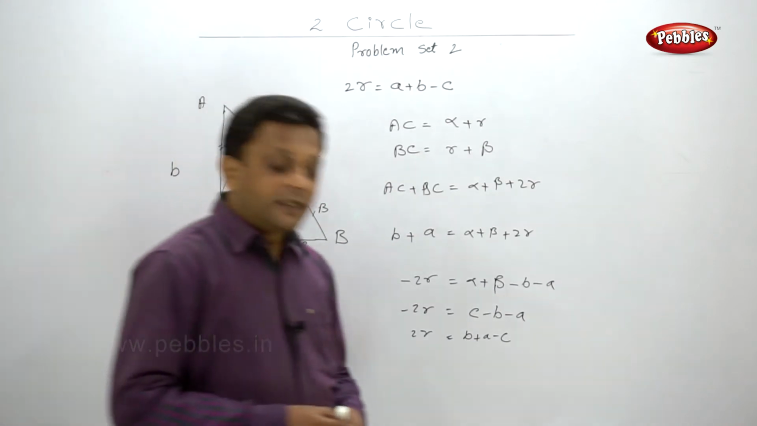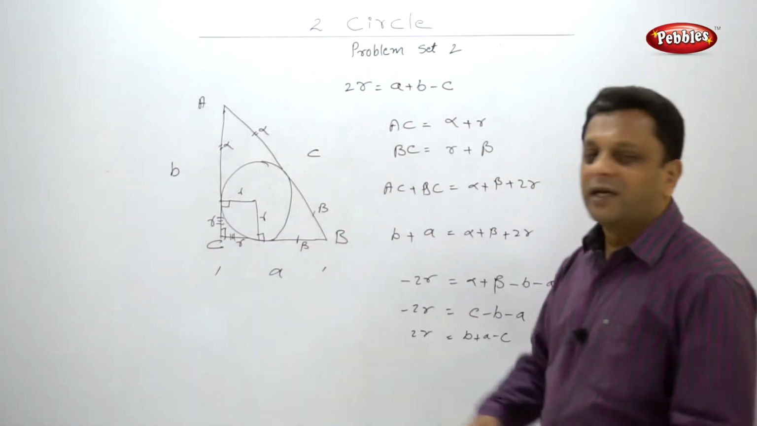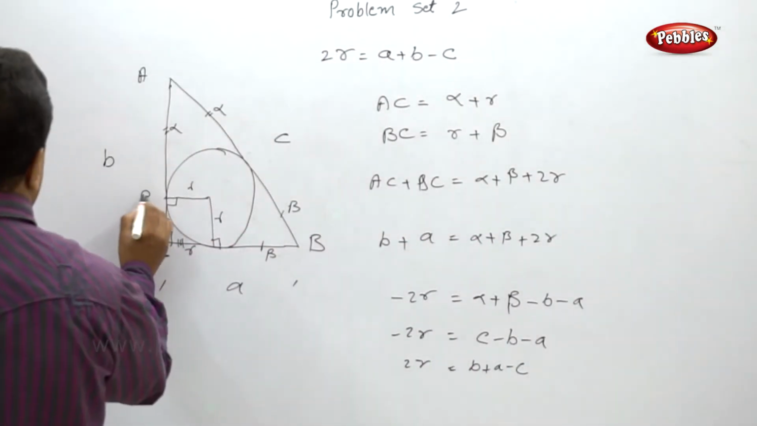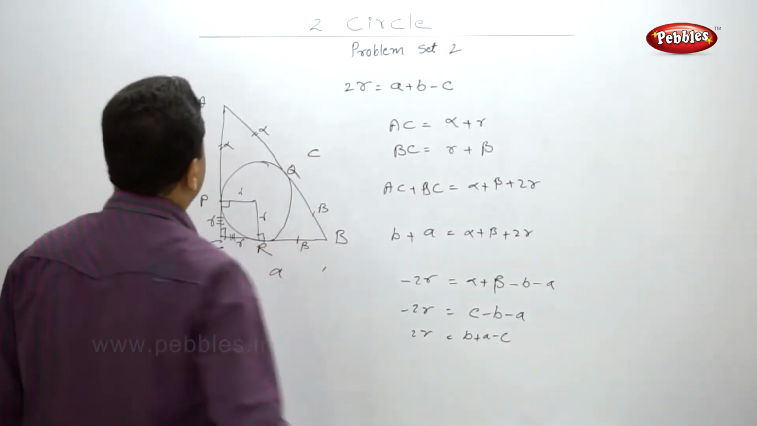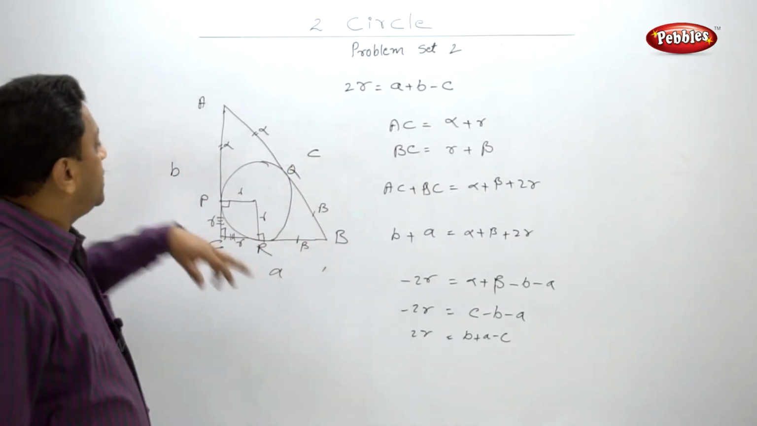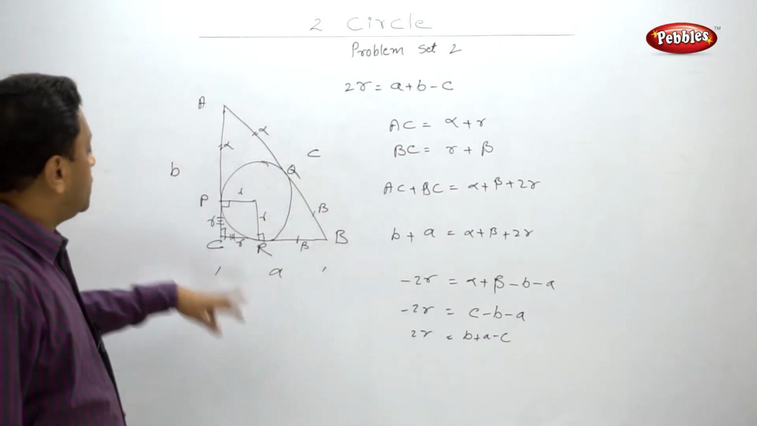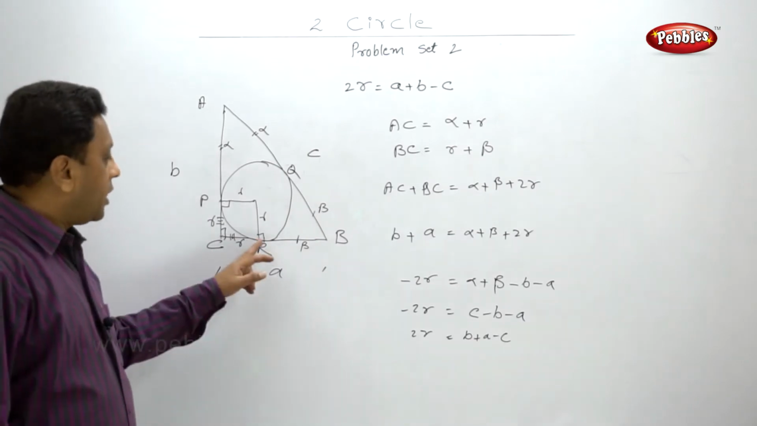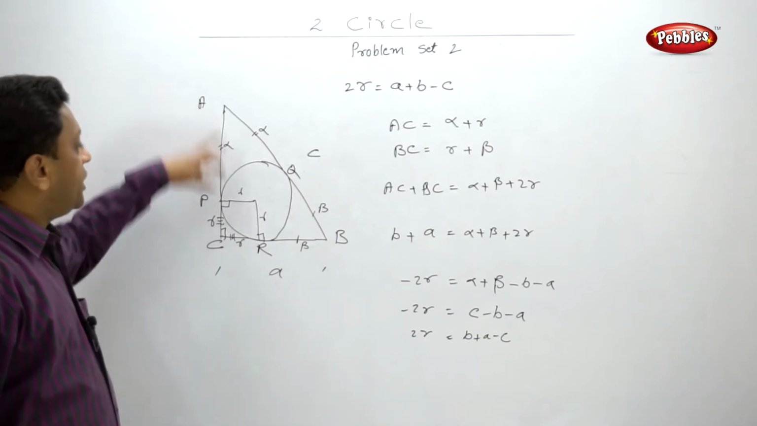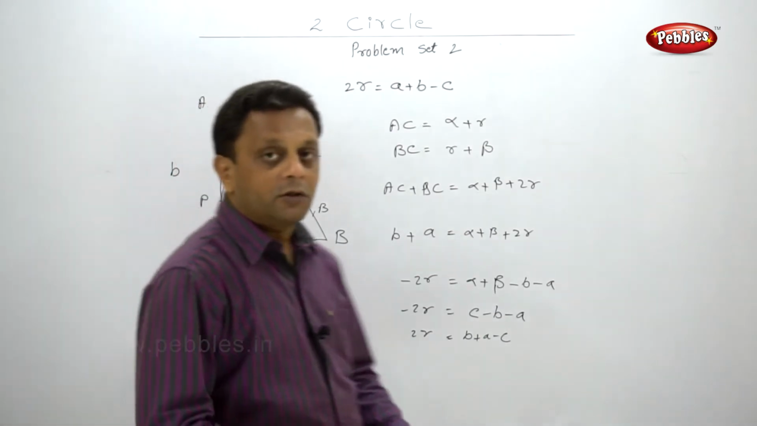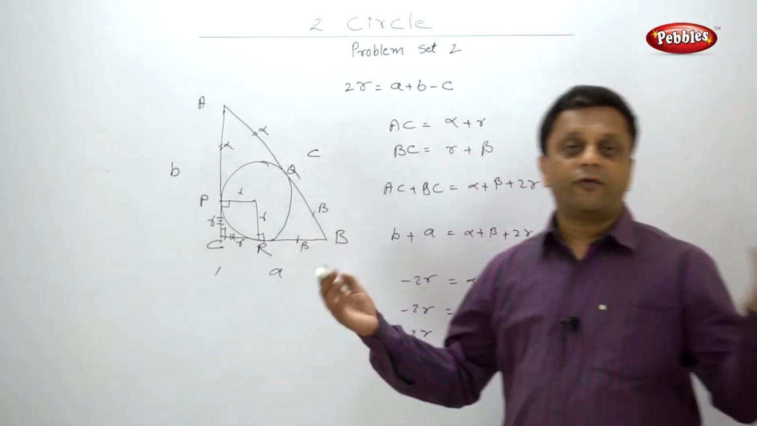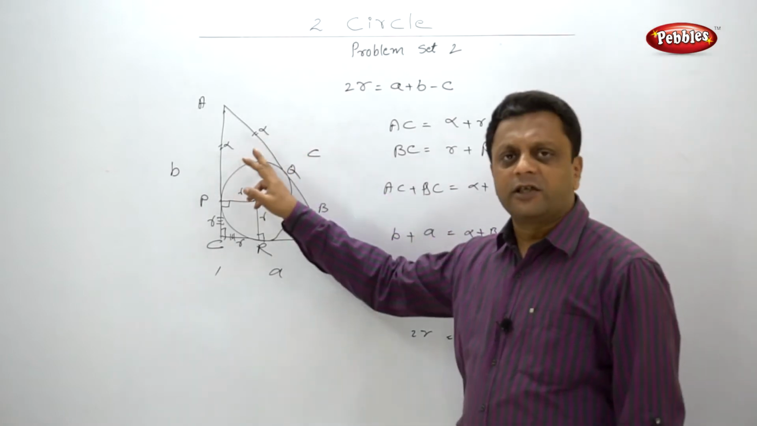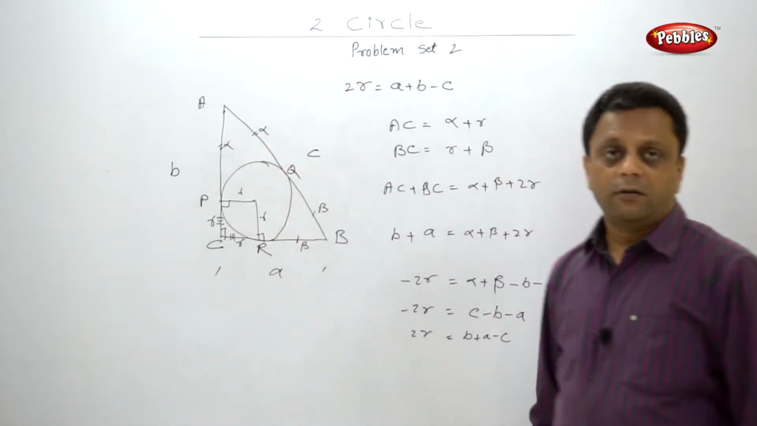Simple example. Instead of writing alpha and beta here, you can even write the names of the segments. For example, you can take some points here P, Q and R, and then write that AC is equal to AP plus R, BC is equal to R plus RB, and so on. And RB is equal to BQ and AP is equal to AQ, because tangent segments are of equal length. Correct?